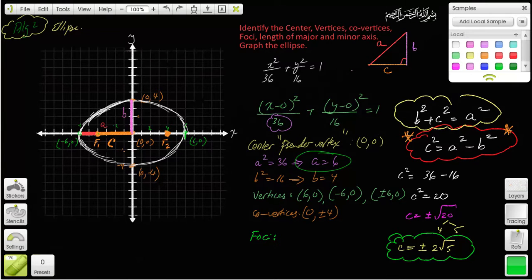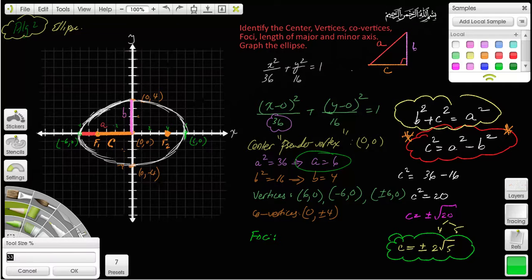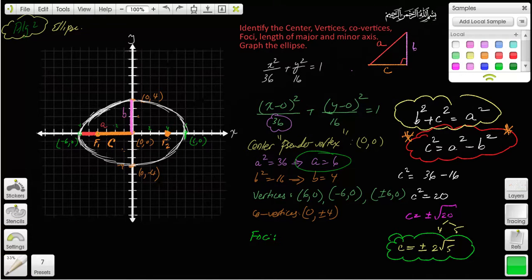So the first focus here is going to be 2 square root of 5 and 0. That's over here. And the second focus is going to be negative 2 square root of 5 and 0. You get the answer. So the foci are going to be equal to plus or minus 2 square root of 5, comma 0. Again, recall all the foci are always on the major axis.